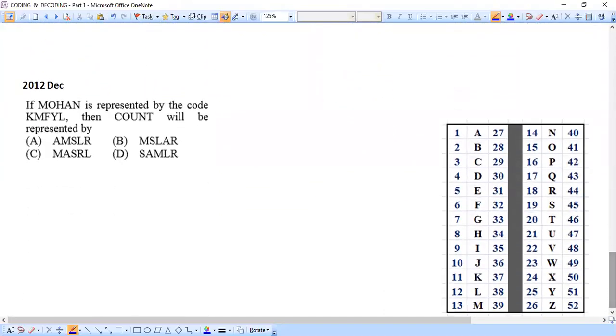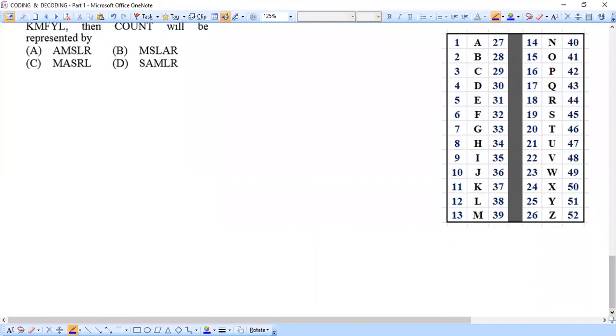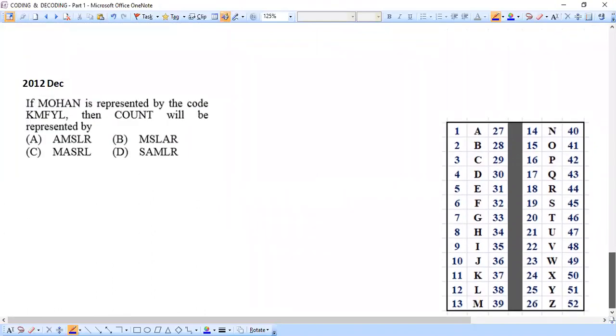Yes, question number 4. We have the last question for this session, question number 4. Question 4 is from the year 2012, December. So here the question is, if the word MOHAN, M-O-H-A-N, is coded as, they have given some code there. The corresponding code for MOHAN is given to be K-M-F-Y-L. This is what is given.